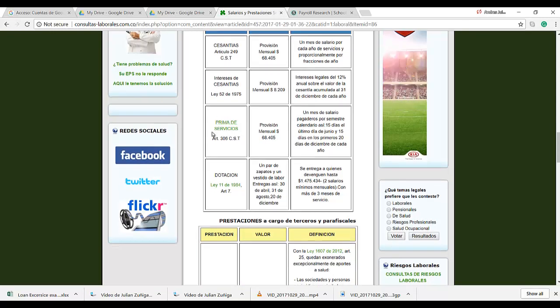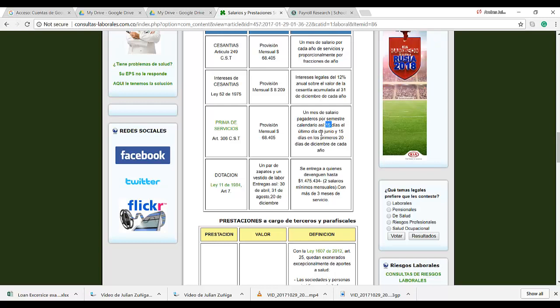We also have a prima de servicios. There are two mandatory by law. Okay, some employers will like to give an extra prima de servicios, okay? It is very rare, but this says a lot about an employer. It's giving an extra prima de servicios, okay? And it's also a month of salary, and you need to pay them to the employee every semester, like on June 15th and the first days of December of every year.